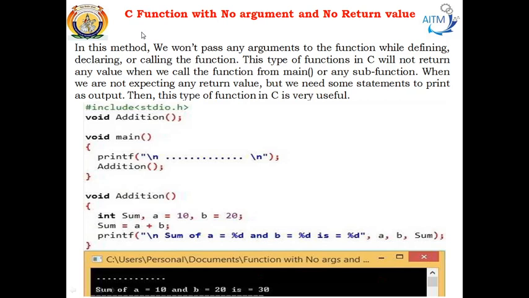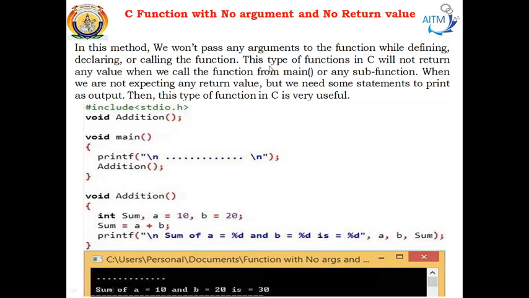So here we have the first function, that is the C function with no arguments and no return value. In this method we won't pass any arguments to the function while defining, declaring or calling the function. Here you can see that we are not passing any kind of arguments while we are defining the function, when we are calling the function, or when we are declaring the function. So you can find that there are no arguments being passed.